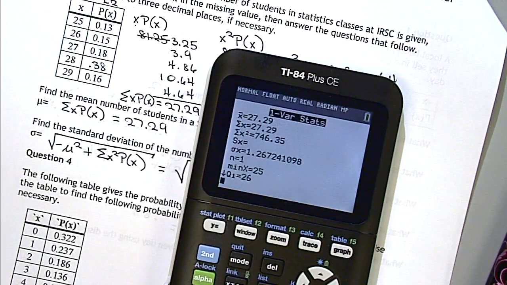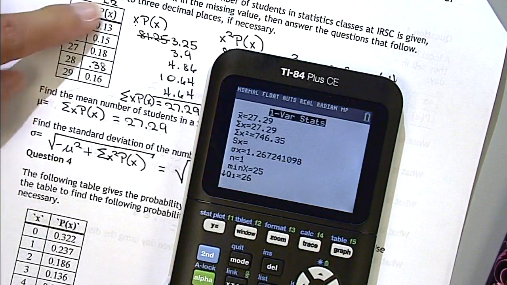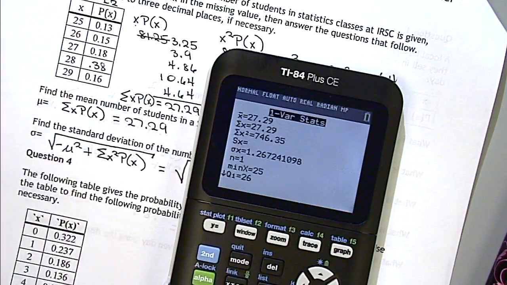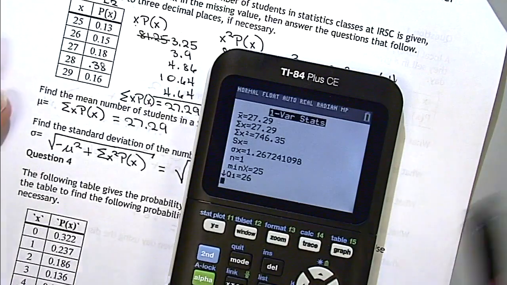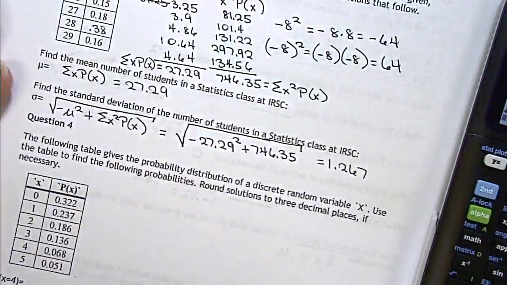Any questions? You can use the calculator to do these if you treat the X values as your X values, and if you treat your probabilities as your frequencies, okay? And it'll still do it under one variable statistics. Are you good? Okay. All right, let's go on then.